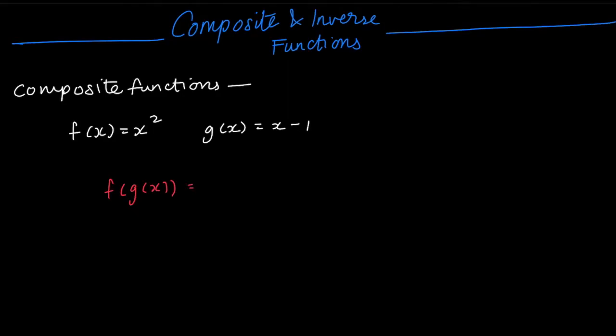So we would simply replace every part of function f that has x in it with the function g. So it would then become x minus 1 squared, because x minus 1 is what we have of g, and then if we plug that into f, everywhere we have x is just x squared, so it will become x minus 1 whole squared.